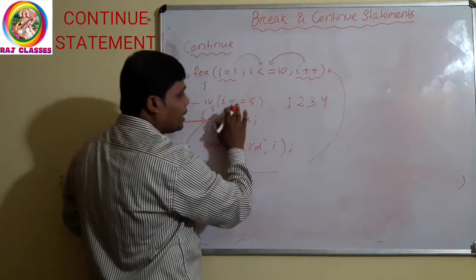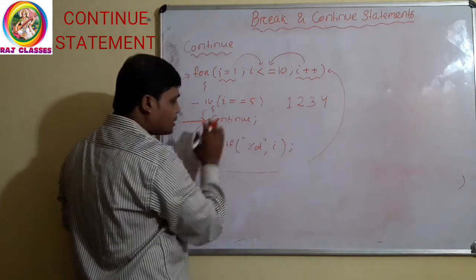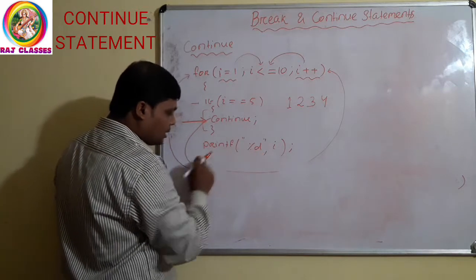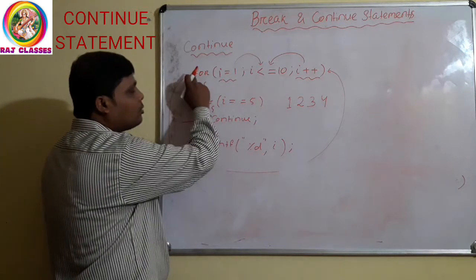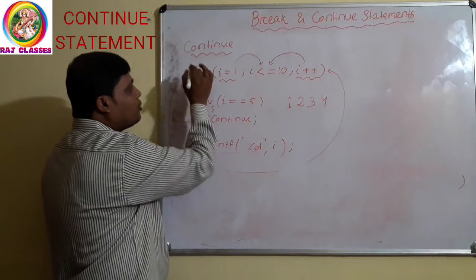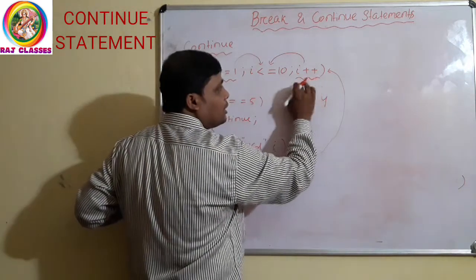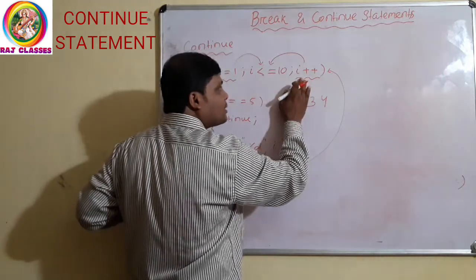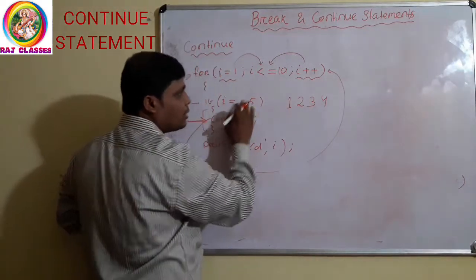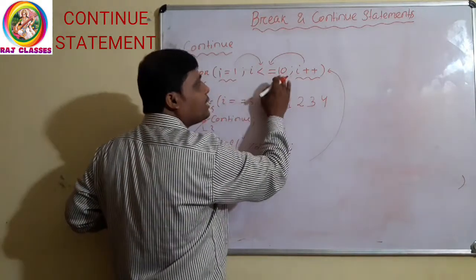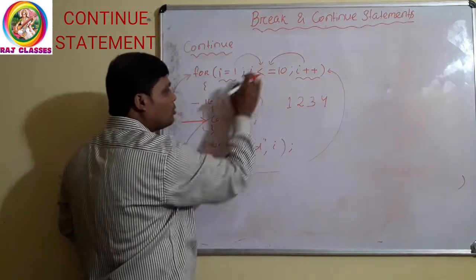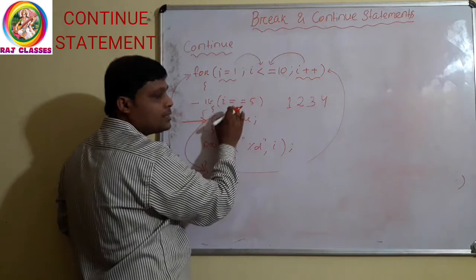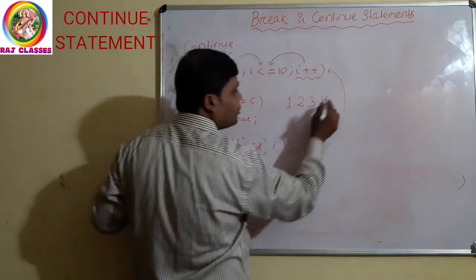Just see, when I equal to 5, this statement will execute. It will skip these statements. This printf statement will be skipped. Control will come here. Again control will go to the starting of the loop, that is the increment or decrement part in case of for loop. So I value will be 6. Before it was 5, now it will be 6. 6 less than or equal to 10. The condition is again true, so it will come inside the loop. 6 equal to 5, condition is false. So it will print the I value, that is 6.